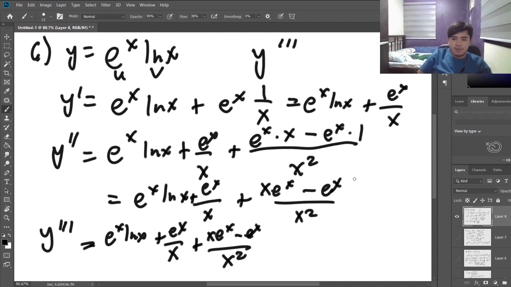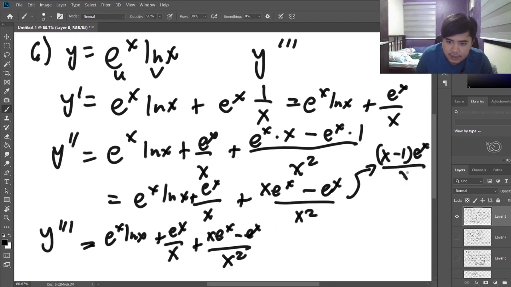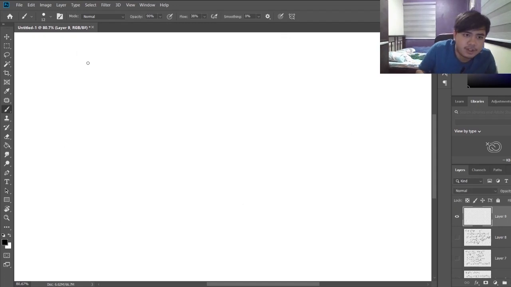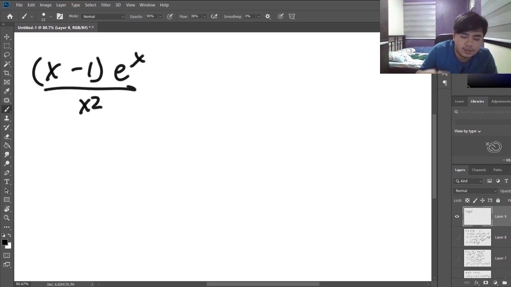So let's simplify this one further. This is x minus 1, then multiplied by e to the x over x squared. I hope that's easier. Let's try on another layer. So we're trying to find the derivative of x minus 1 times e to the x over x squared. What's the derivative of that? Well, this is just another quotient rule situation, but much harder.